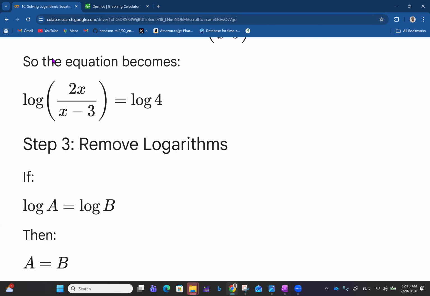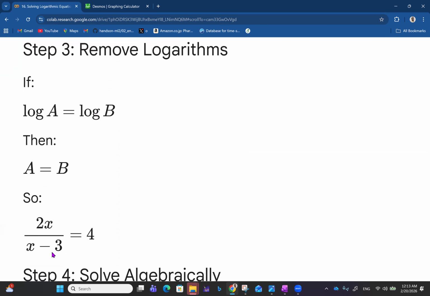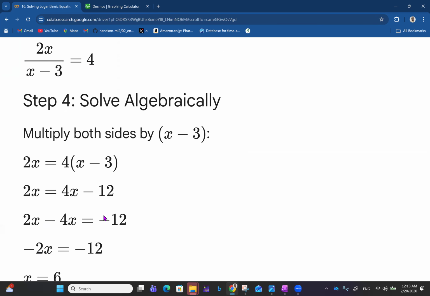So you can then say a equals b, that's 2x over x minus 3 equals 4. Okay, so we have 2x over x minus 3 is equal to 4. And then we can easily solve this by multiplying through by x minus 3. So you multiply both sides by x minus 3, so it cancels out from here. So we have 2x equals 4 into x minus 3.